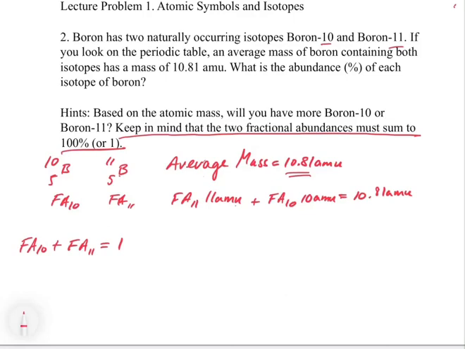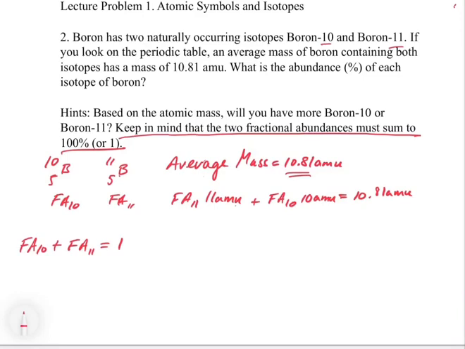So we can actually solve this in terms of the fractional abundance. What we're going to do is use these two simultaneous equations to help ourselves out. In essence, we can get rid of one of the variables.